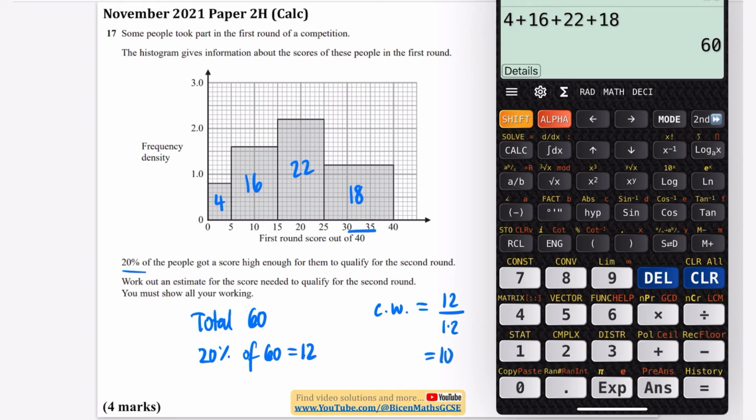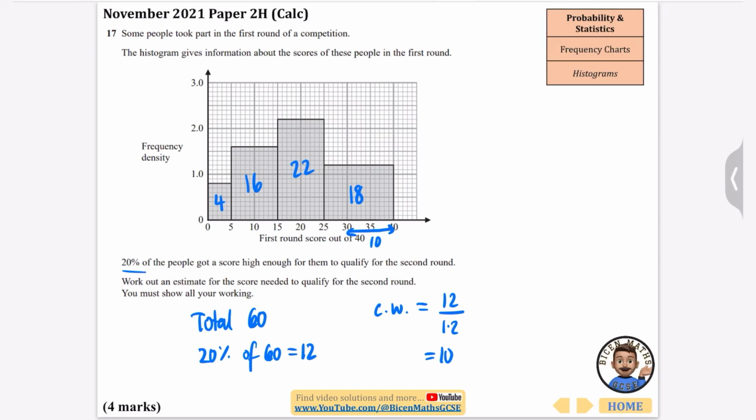So that means I want to have a bar with a class width of 10, and that is going to be my section. If I just quickly switch to a different color here, if I say that everything above here is going to be 20%, so this is where 20% are to the right of this, meaning my answer is going to be 30 for the score to qualify. So we're going to say 30 is the qualifying score, because above that is 20% of the area. This is 20% of the whole area.